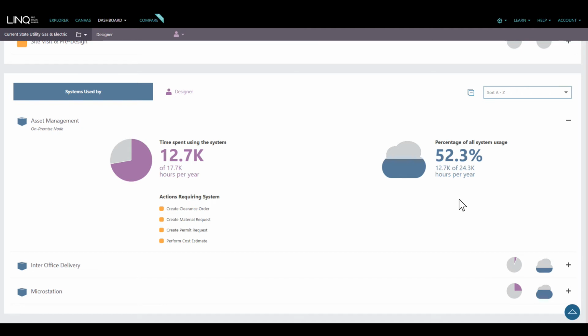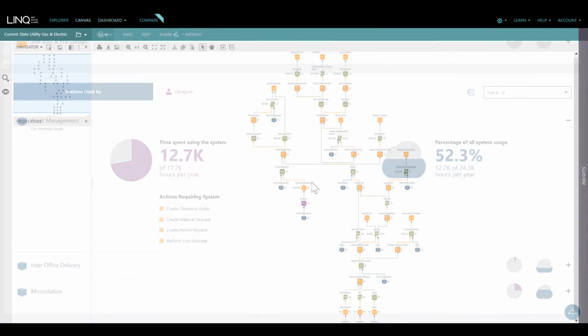Out to the right, we can see that the use of the asset management system expends 52% of all the hours used in all other systems. That may be okay, but it might also point to a problem. Unless the designer is supposed to be spending that much time in asset management, it may point to a problem with the usability of the system.